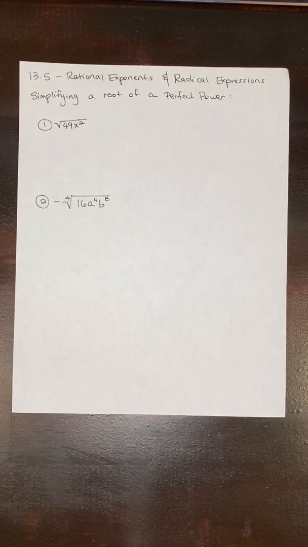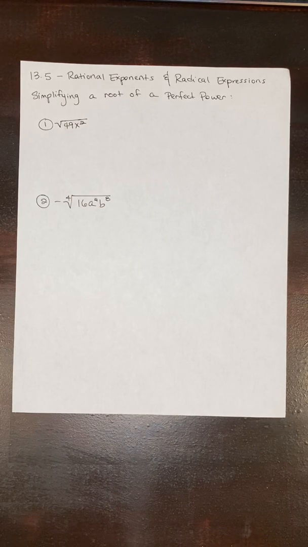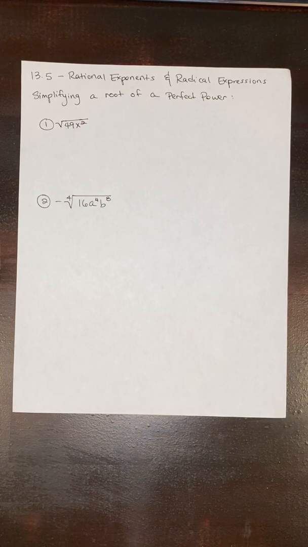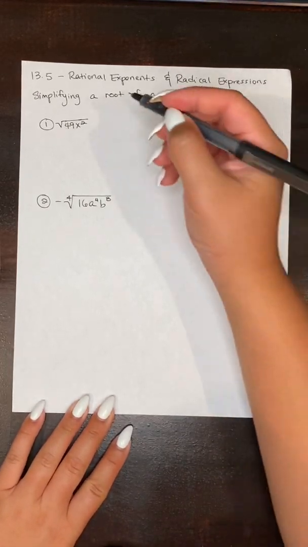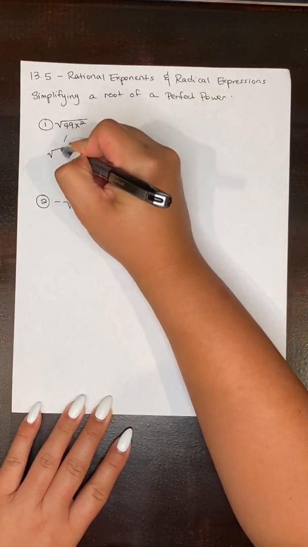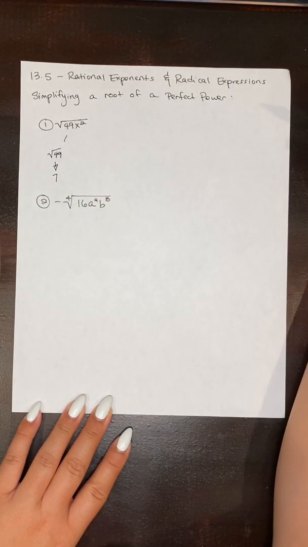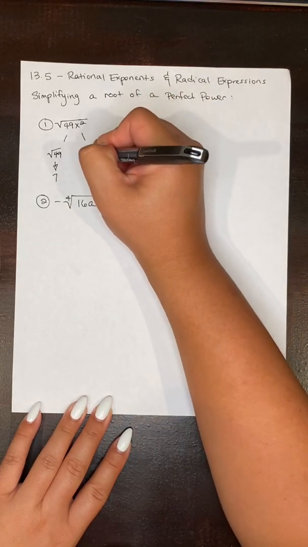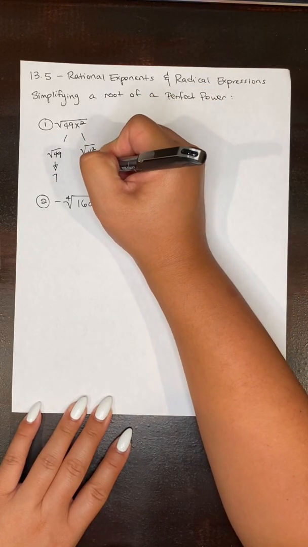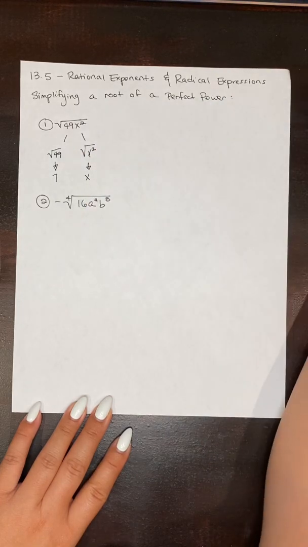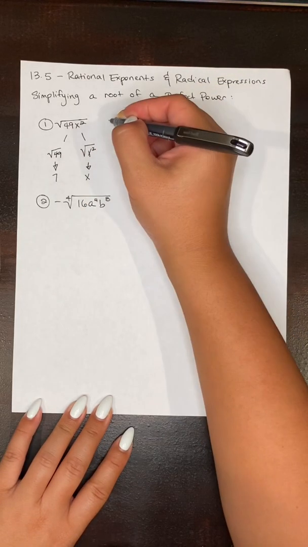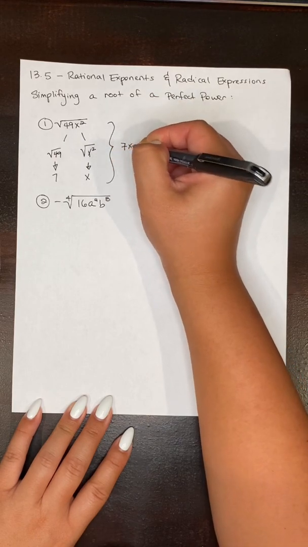Finally, let's practice applying perfect powers on these two examples. In this first example, we have the square root of 49x squared. Both terms here are perfect roots. The square root of 49 is 7, and the square root of x squared is x, leaving us the perfect solution of 7x.